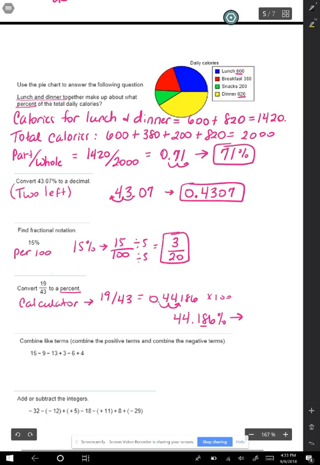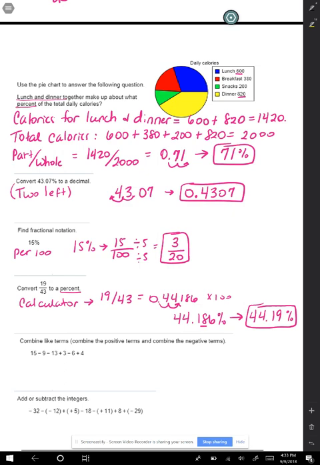Pay attention on the test if they want you to round to a certain number of decimal places. For example, if they wanted 2 decimal places, this would go up to 44.19%, because you're looking at the 6, which is 5 or greater. So depending on how many places they ask you to round your answer to, round to that number of places.